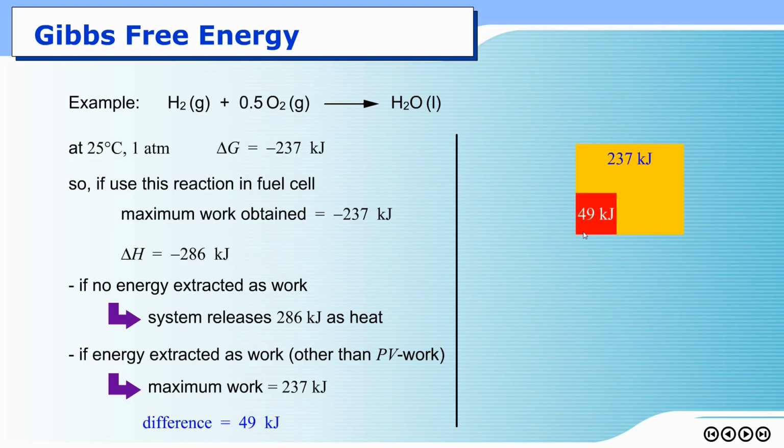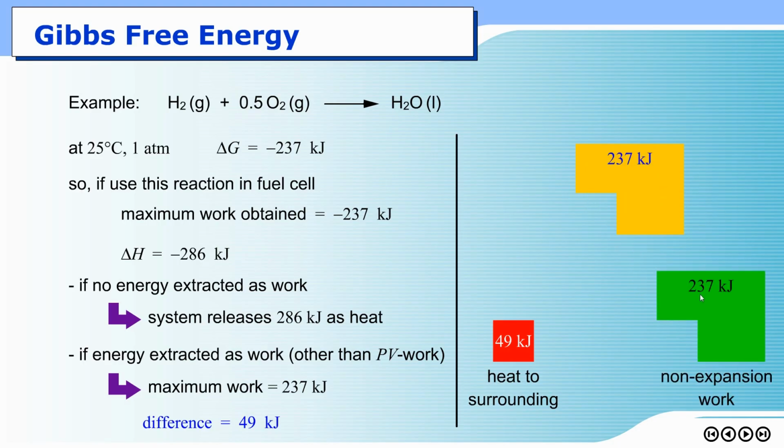So if I release 49 kilojoule, the rest of the energy in the yellow part is only 237. I release this as heat to the surrounding to create enough chaotic movement so that the whole process becomes spontaneous. Once the process takes place, the rest of the energy here can be chosen, whether we would like to pick it as work or as heat. If we like the rest of the energy to be transferred out of the system as work, then we can get 237 kilojoule as work. In this case, because it is a fuel cell, the work will be non-expansion work.